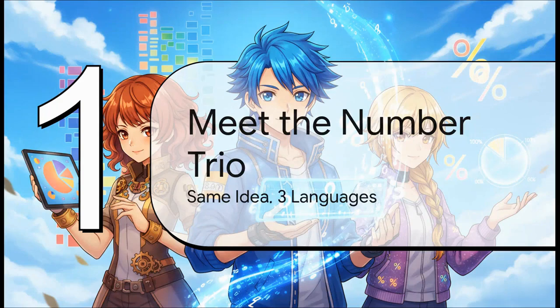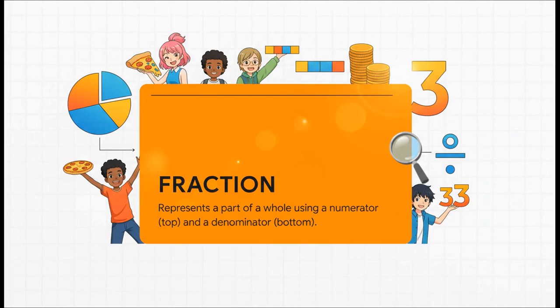Okay, so here's the best way to think about this. Imagine you have one single idea, but you can say it in three different languages. That's our number trio: fractions, decimals, and percentages. They're all telling the exact same story. They just use different words to do it.